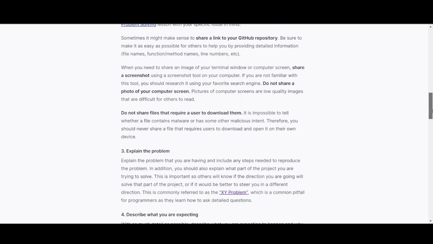Do not share files that require a user to download them. It is impossible to tell whether a file contains malware or has some other malicious intent. Therefore, you should never share a file that requires users to download and open it on their own device.